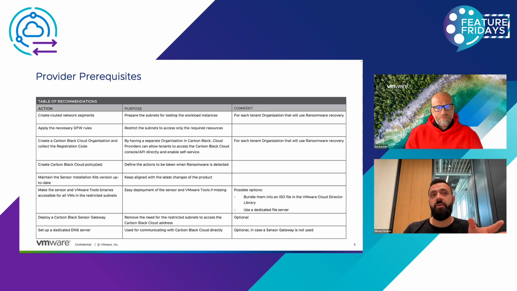And of course, if we prefer not to use a sensor gateway, then we'll need a dedicated DNS server that will be used for resolving mostly the Carbon Black cloud service FQDN. So it can be a very simple setup for that.